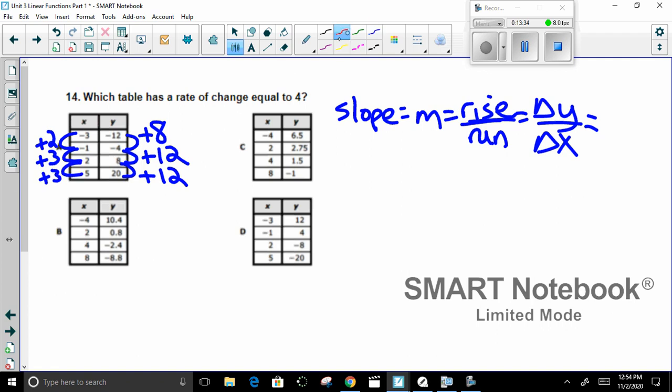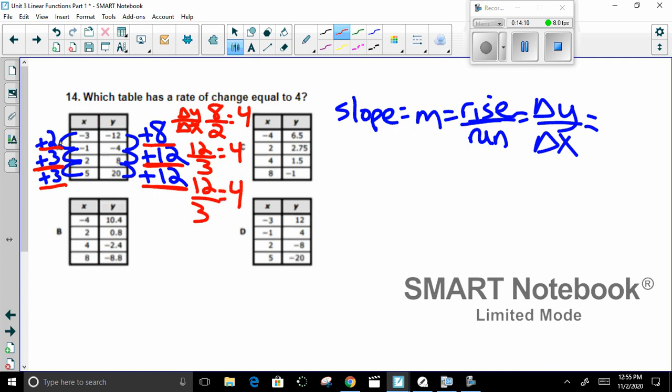So notice, I'm not doing the same thing every time on my y or every time on my x. So I have to check every change in y over change in x separately. So the first change in y is 8. The first change in x is 2. And that simplifies to 4. The second change in y is 12, divided by the second change in x, which is 3. And that also reduces to 4. The third change in y is 12. The third change in x is 3, and that also reduces to 4. So it looks like this one is it.